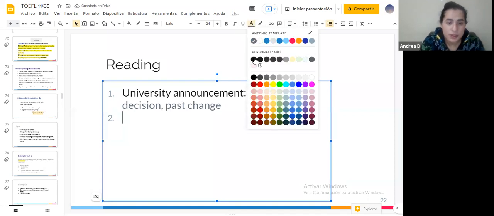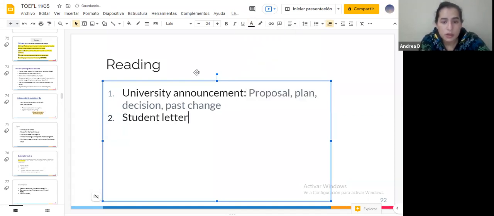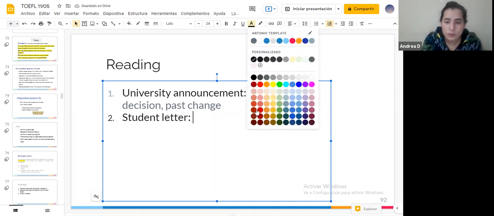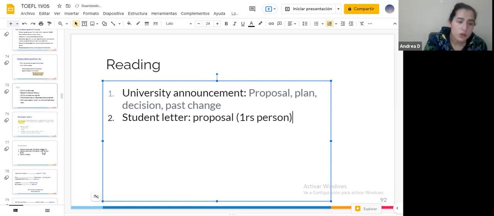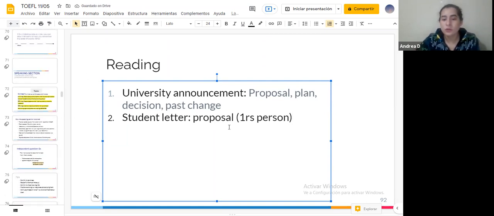Sometimes you will have, as I was saying, a student letter. So it will be just a student proposing something. Since it's a student, you don't really have other options. It's a proposal. You're going to notice this because the first person is going to be used. In the letter, the student will be like, I think the university should do this, and I consider this to be a good idea for these reasons. So whenever you see that first person, like I think, or I believe, or I consider, it's a student letter.